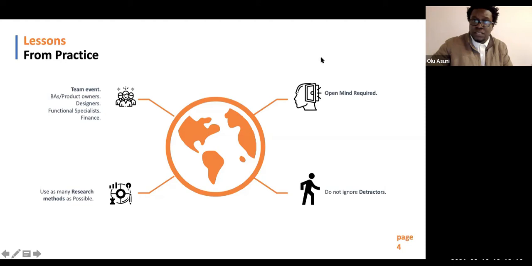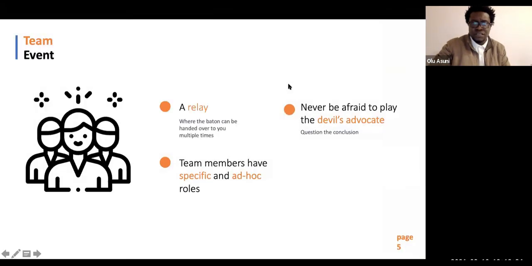Another key discovery is that for design thinking to work well, for it to be truly customer centric, it's important that we have an open mind, and we also need to rely on as many research methods as possible, and I will explain why in a bit. And we need to ensure that we do not ignore our detractors. I'll also get into the details of that in a second.